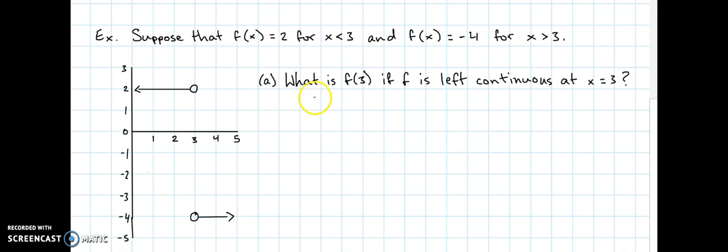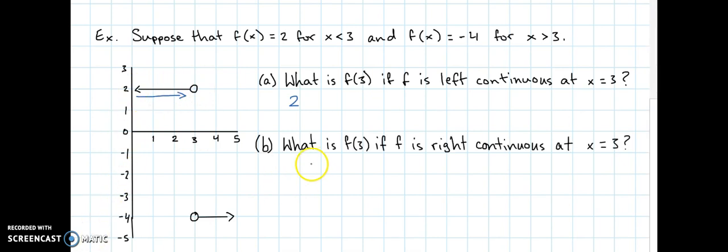The first part of the question asks, what is f of 3 if f is left continuous at x equal to 3? We can see that from the left, f of 3 is equal to 2. The second part of the question asks, what is f of 3 if f is right continuous at x equal to 3? We can see that from the right side, as x approaches 3, y is negative 4.